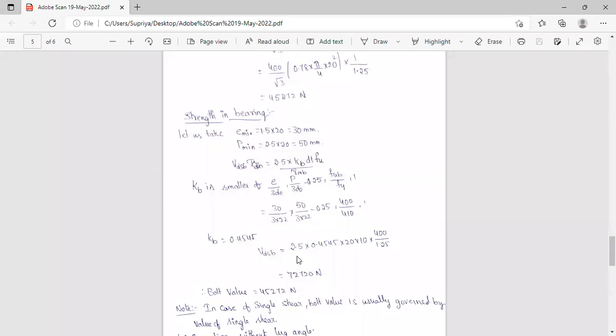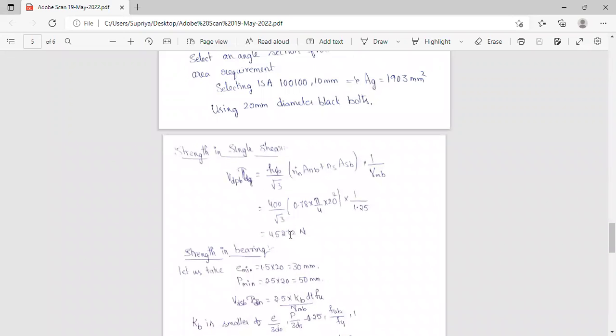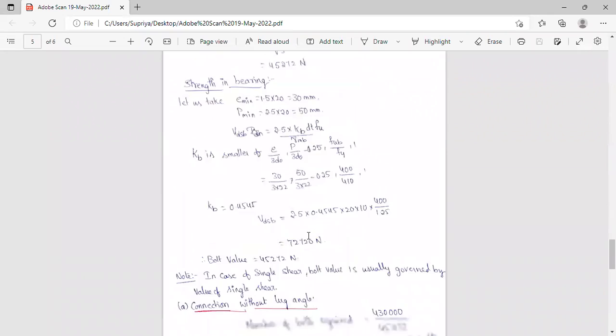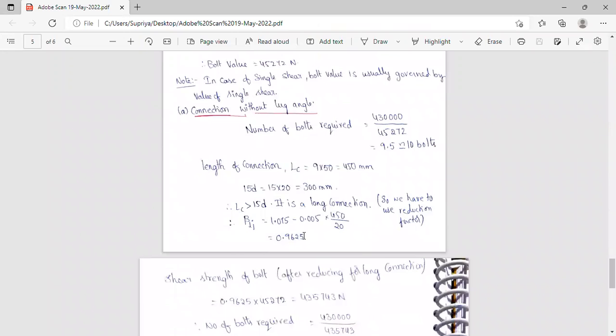So what is the actual shear carrying capacity? 45727 newtons. But it has to reduce, it is reducing due to the long connection by 0.9 times. So reduced shear carrying capacity is 0.9625 multiplied by 45272, that is equal to 435743 newtons, means 435 kilonewtons only.